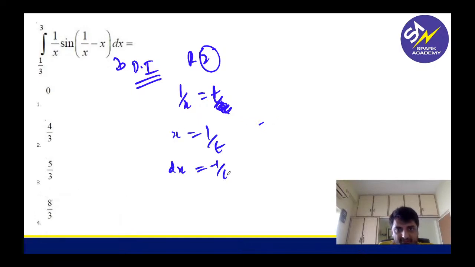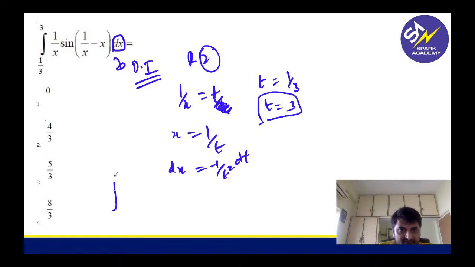dx will be minus 1 by t square dt. So now the limits will change. If x is 3, t is 1 by 3. If x is 1 by 3, t is 3. So I'll get 3 to 1 by 3.